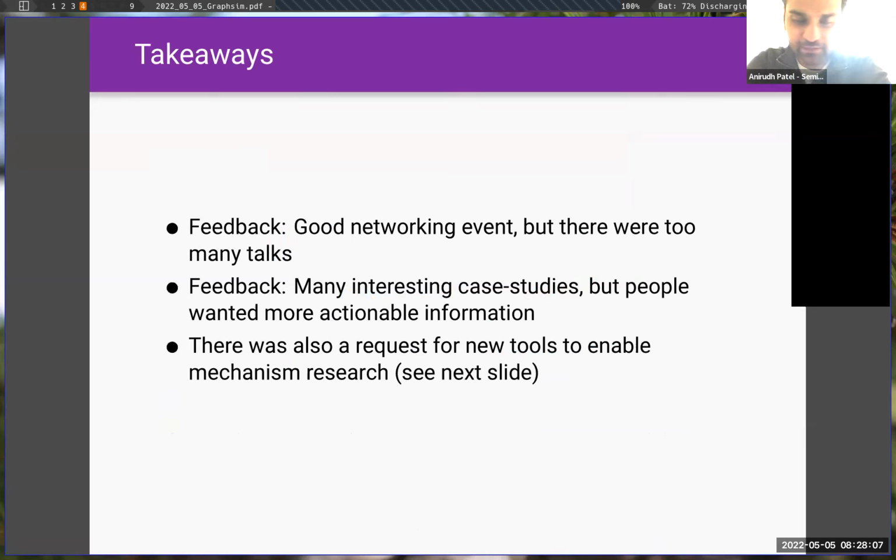So skipping ahead to the takeaways from this, it was generally a good networking event, but some of the feedback that we got was that there were just too many talks, especially since it was Monday, and a lot of people were flying from the US or from Australia, East Asia, India. All of these people were jet lagged, and by the end of the day, people were sort of exhausted. And on the first day to have that many talks was maybe not the best idea.